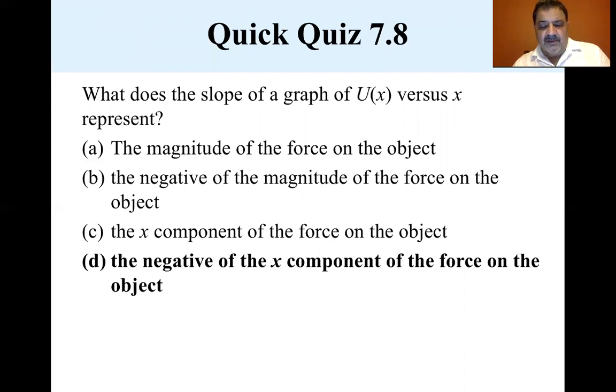This ends our discussion of the relationship between conservative forces and potential energy. Next, we will discuss section 7.9, energy diagrams and equilibrium of a system.